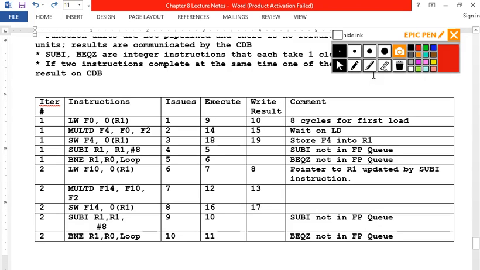Multiplication, it takes 4 cycles after we write the result, plus 14. We then take another cycle on the common data bus for 15. We have 15 plus 3 because it takes 3 cycles to do a store. So we get to 18 and 19. So we issue those 3 each cycle. Sub I, we issue it 4. Branch not equal, we issue it 5. They each take 1. They're integer instructions, so therefore they do not require the common data bus.